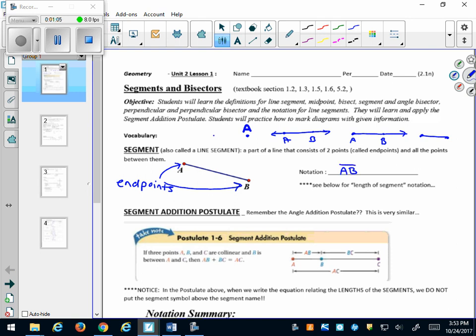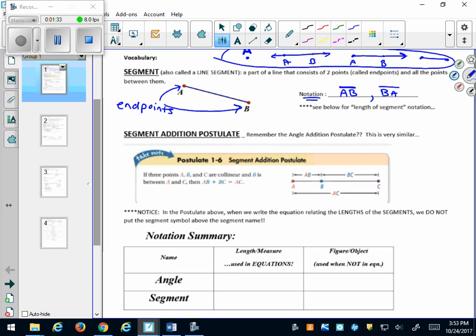All of these things we learned before all had notation, specific notation. Lines we had a bar over with arrows on both sides. Rays we had a bar over with an arrow pointing to the right. Notation for a segment is just a bar with no arrows because it doesn't extend forever in either direction. You could name this segment BA. It does not matter which order it goes in, but that is the notation for the segment itself.